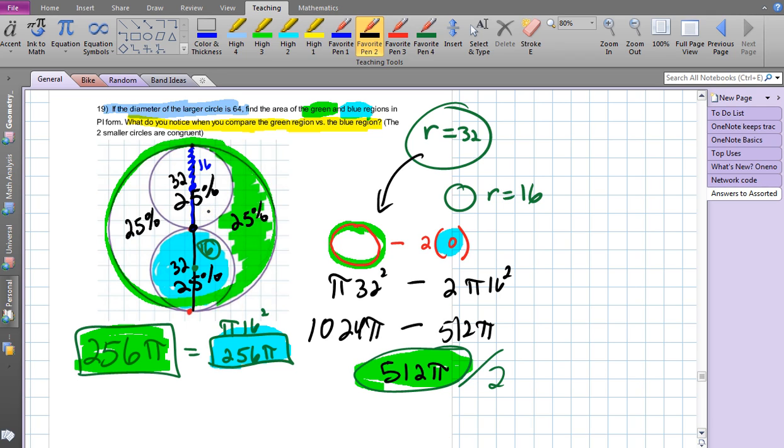So think about taking a circle and kind of twisting and turning it and morphing it into something different. You would get the area of the green region, and the same is true thinking backwards. If you took the area of the green region and morphed it into an exact circle, you would get that entire blue circle.